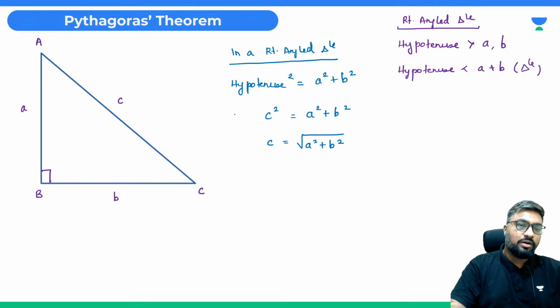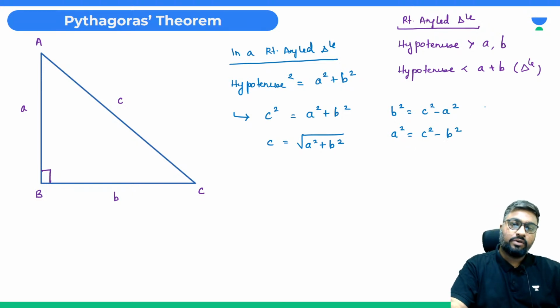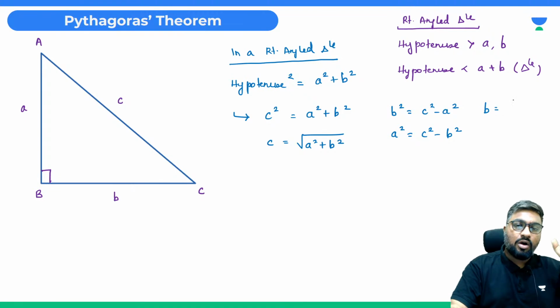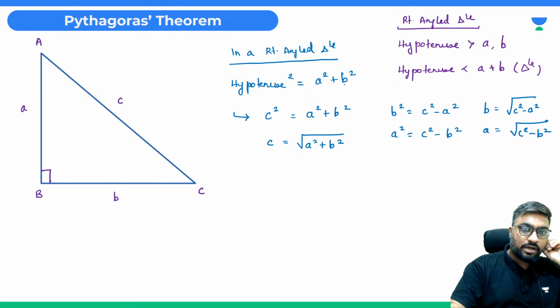So you can play around with this. You can write b square will be equal to c square minus a square. You can write a square will be equal to c square minus b square. So if any two sides are given, you can always find out the third side. Yes, आप हमेशा third side को ढूंढ सकते हो. Clear? This is Pythagoras theorem.